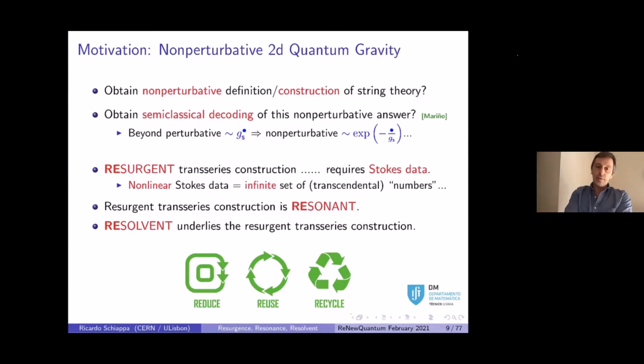Turns out that these resurgent trans-series we're going to be looking at are resonant, so that's our second R, and that is very much built in also into the structure of Stokes data, as I will show in the following. And in order to go through these different values of K and study everything from polynomial 1 through Yang-Lee all the way to Jackiw-Teitelboim, there's going to be a resolvent which sort of underlies these constructions. Okay, so that will be our reduce, reuse, recycle sort of approach to the problem. All right, so that's the motivation.